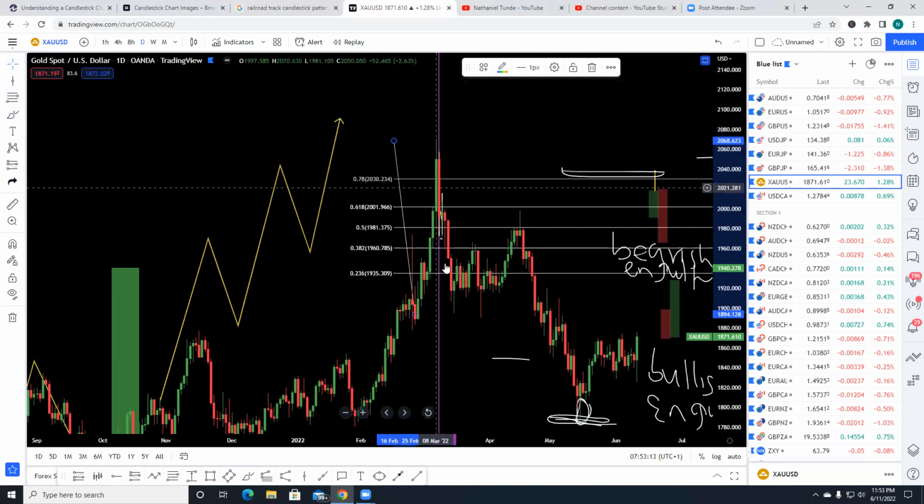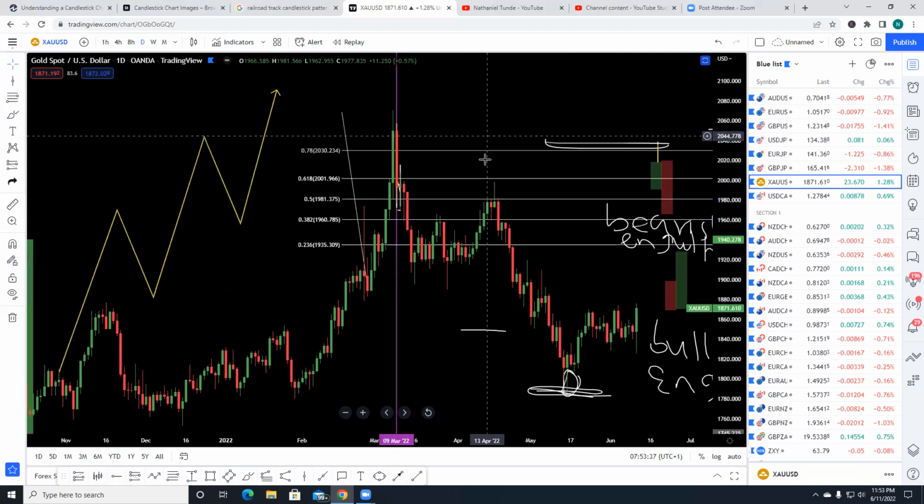First rule is to see an impulse. Second rule is to see a defined correction. Third rule is to ensure that the correction has hit 50 to 61.8. And if it's a zigzag corrective structure, let it hit 78% retracement because it's a sharp one. And the last rule is to get in for your entry.